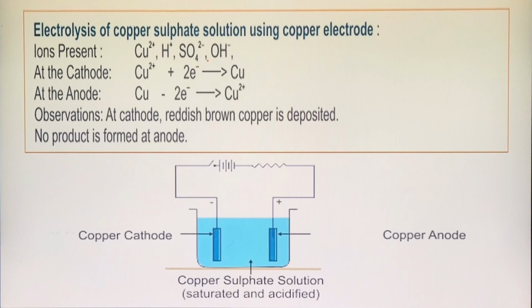At the anode, there is a competition between SO4 2- and OH-. Neither SO4 2- will get discharged nor OH- will get discharged. Why? Because what kind of electrode have I used? I have used copper electrodes. Clear? So it itself will start taking part in the reaction. It will itself take part in the reaction.